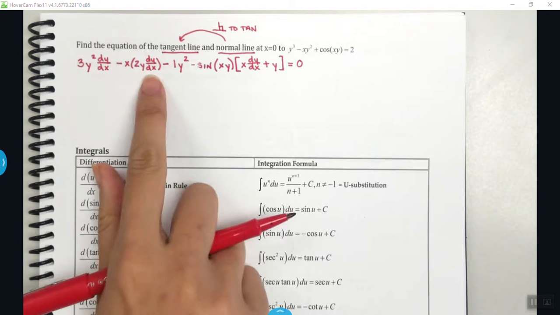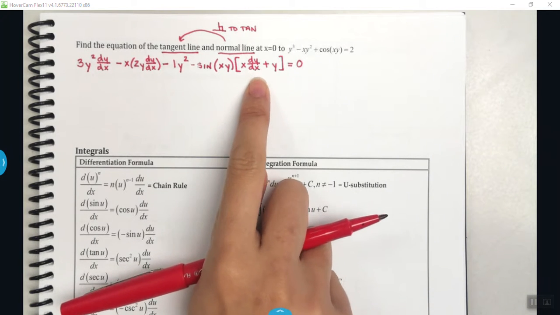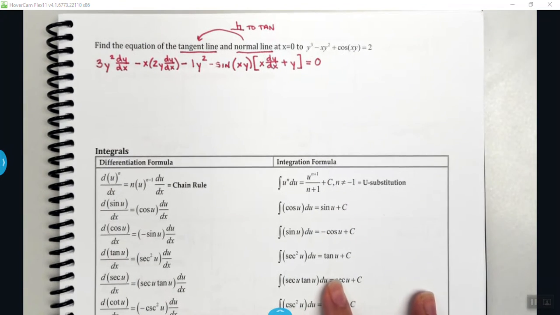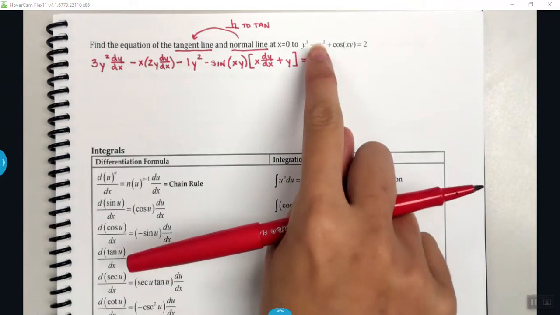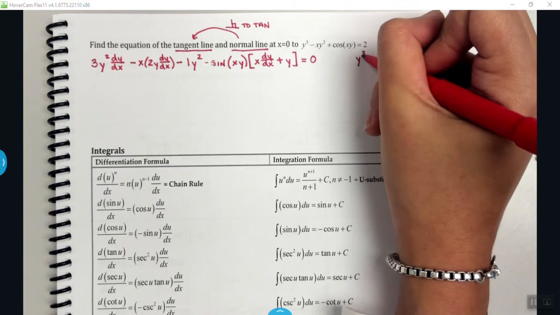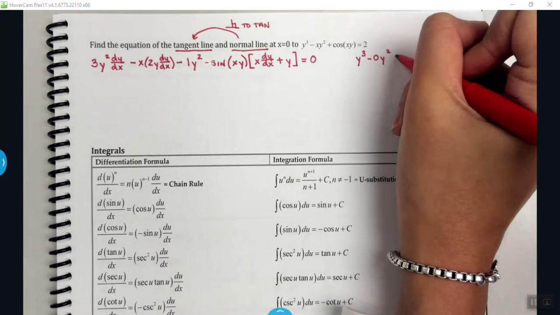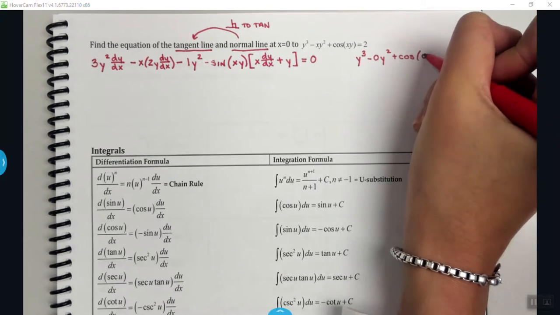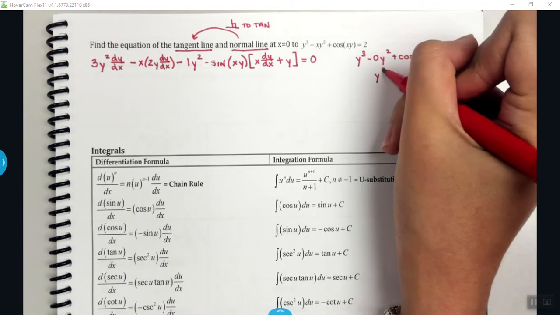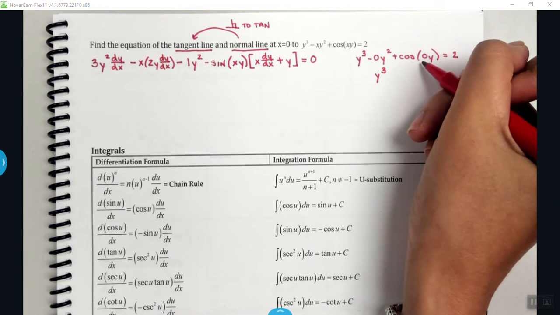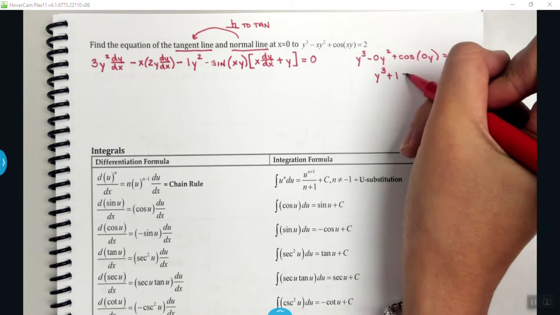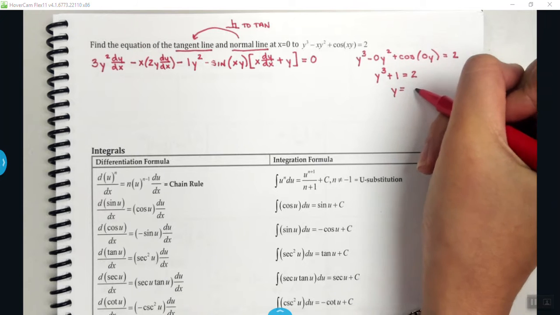Now, should I solve for dy dx? No. Good. No is the right answer. What should I do instead? Yeah, we should plug 0 in for x. Let's also find out what y is. So let's plug 0 into here. y cubed minus 0y squared plus cosine of 0y equals 2. So I have y cubed, 0y squared is 0. What's cosine of 0? Plus 1 equals 2. So y equals 1.